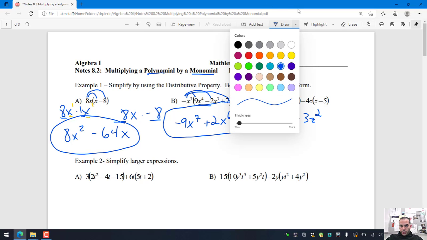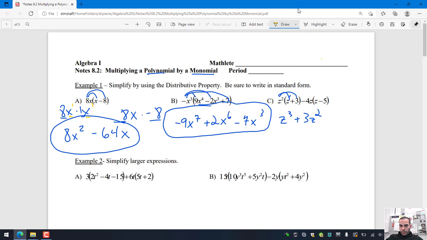Then do the exact same thing for the second question. I've got negative 4z times z, and I've got negative 4z times negative 5. Negative 4z times z should just give me a negative 4 in front, and then z times z should be z squared. And then the last piece I see here is negative 4z times negative 5. Negative 4 times negative 5 is positive 20. And then I got a z left over.